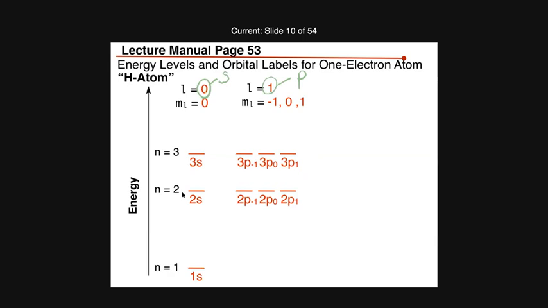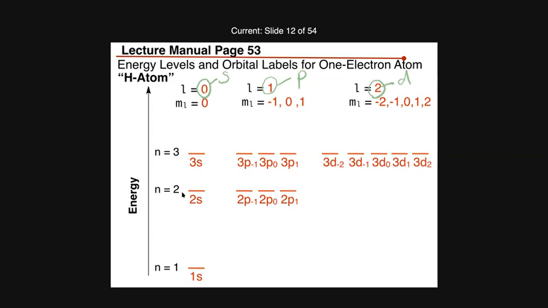Now, when L equal to 2, the value of M sub L would range from -2 all the way to +2, including 0 as well. And there are 5 values of M sub L. Therefore, you are going to end up having 5 orbitals in this level that are associated with this subshell. And we know that when L equal to 2, these are the d orbitals. Therefore, you are going to have d orbitals throughout all of this.